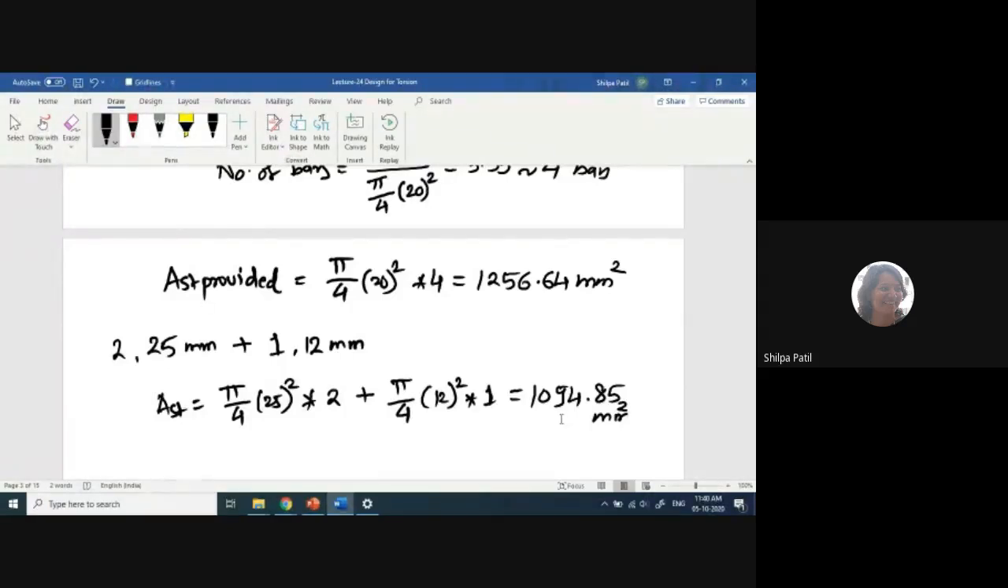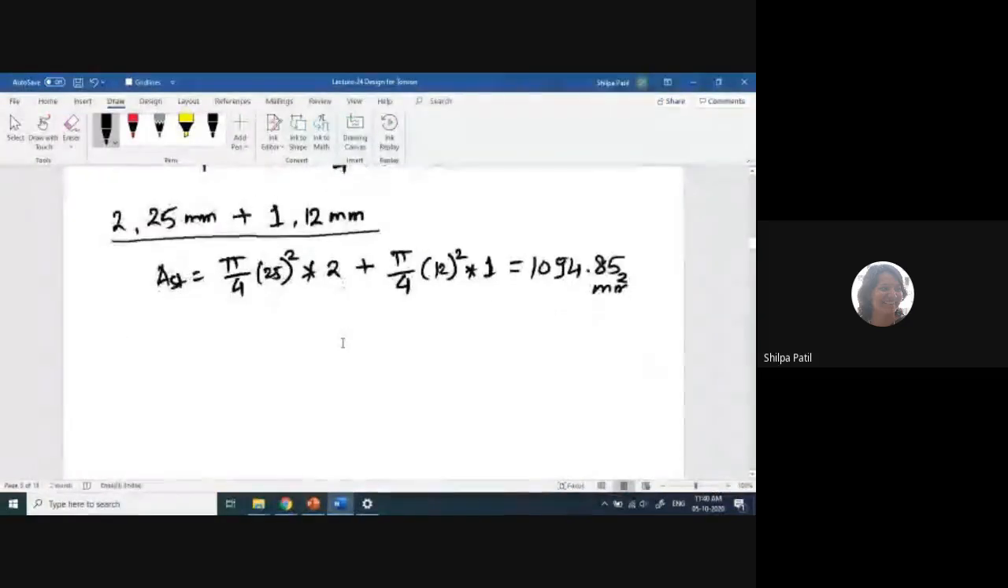See, if you consider 16 mm bars, obviously the number of bars required will be more. It may be 5 or 6. So again we have a restriction from the width of the beam, because the width of the beam is already given in the problem statement as 300 mm. So in that case, we need to consider the width of the beam also when we calculate the number of bars. Okay, so right now we will continue with this AST provided, that we are providing now 25 mm 2 bars and 12 mm 1 bar.